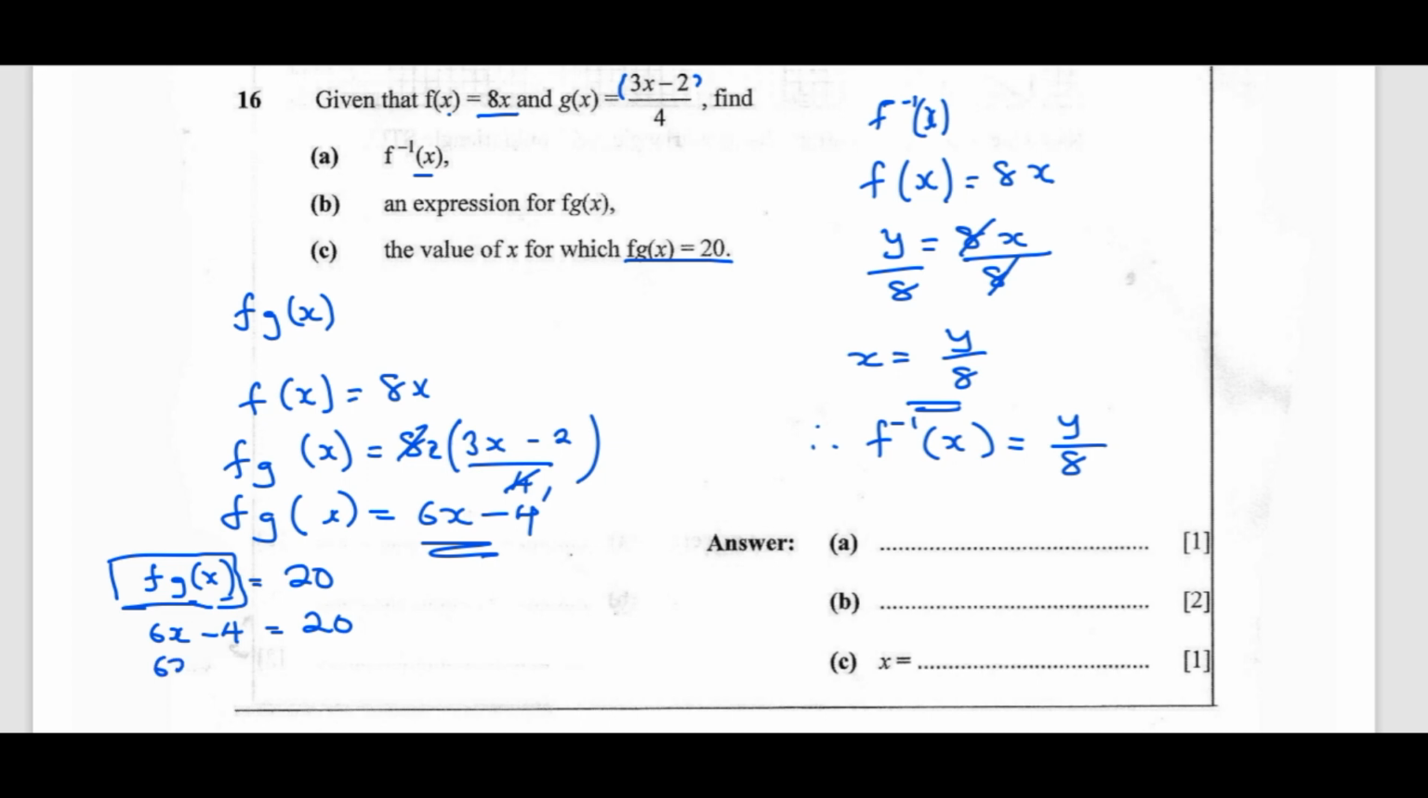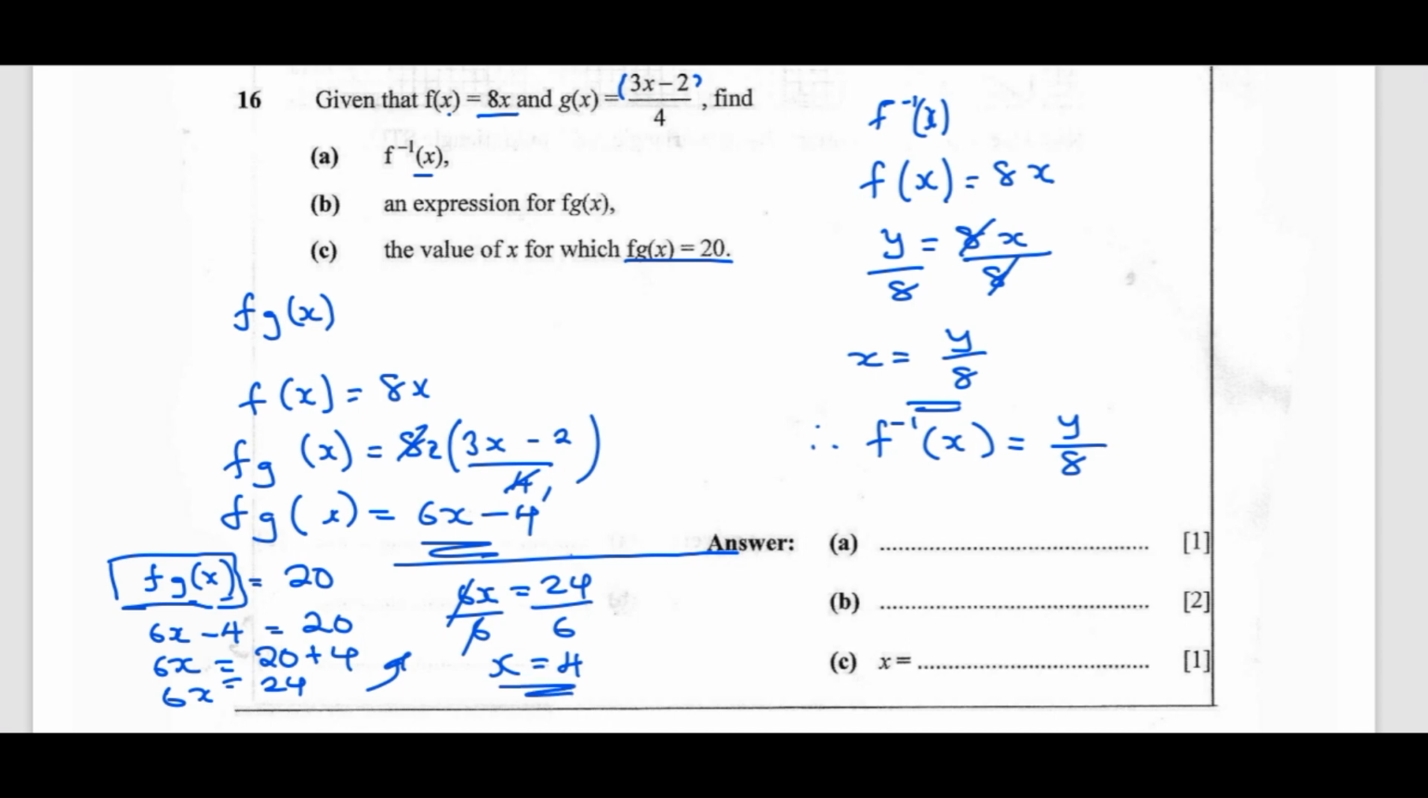So 6x is equal to 20 plus 4, because the negative when it crosses will be a positive. So we're going to have 24, and then 6x. So 6x is equal to 24, and then 6 goes, and x is equal to 6 into 24, which is 4. So that is the answer there.